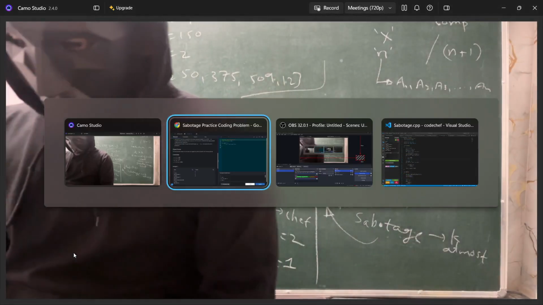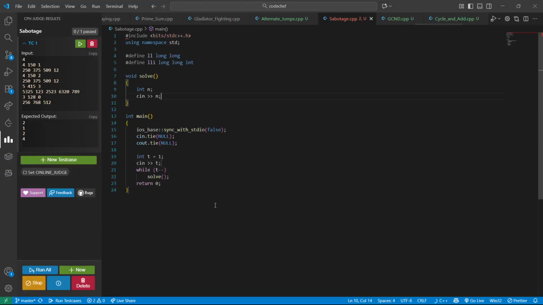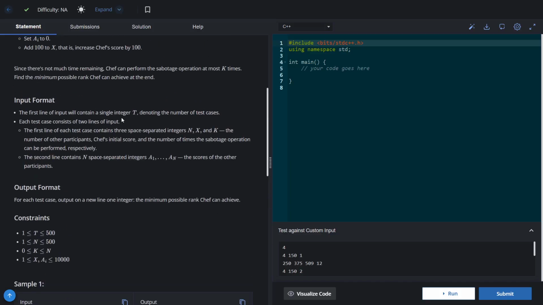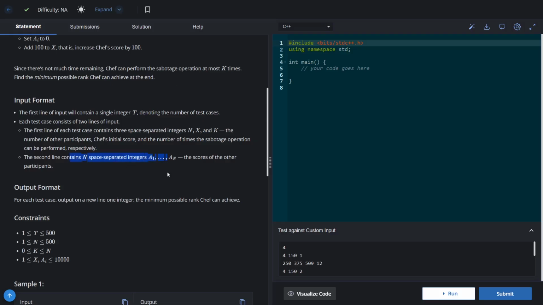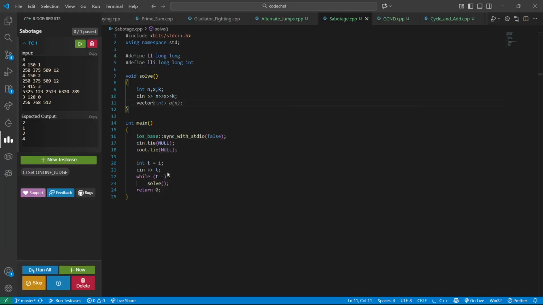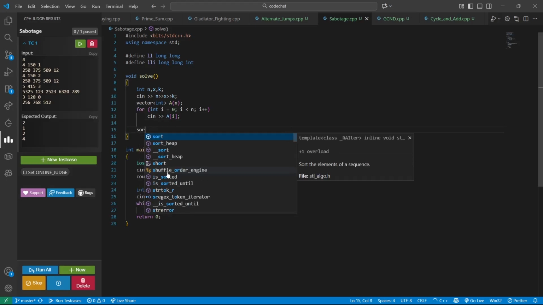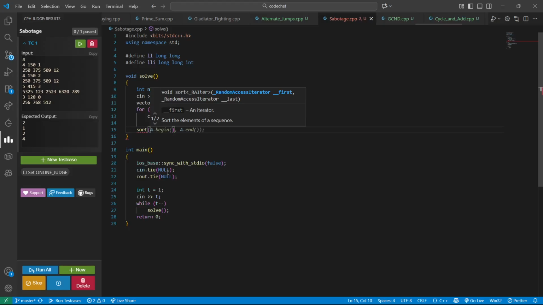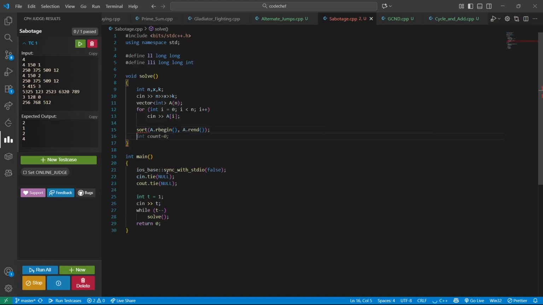So let's try to solve it. So we have test cases. For every test case we have n, x and k. Let's take inputs, right? And then we have scores of n participants. So let's take inputs. We have taken input. Now we'll have to sort the array. So we'll be sorting in decreasing order. We can sort in increasing also, but I'll be sorting in decreasing so that it is more convenient.